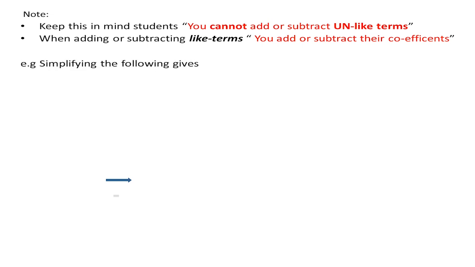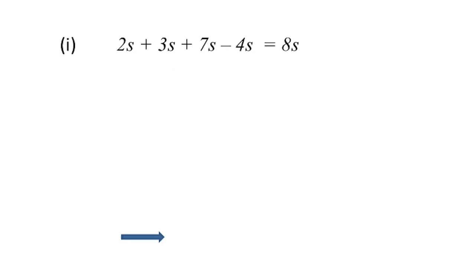Simplify the following. First example here is 2s plus 3s plus 7s minus 4s. They are all like terms, so we can do the math by adding and subtracting the coefficients, which comes out to be 2 plus 3 is 5, plus 7 is 12, 12 minus 4 is 8, and the answer is 8s.